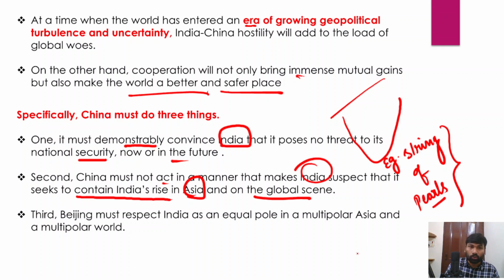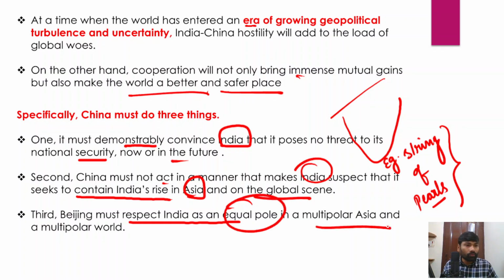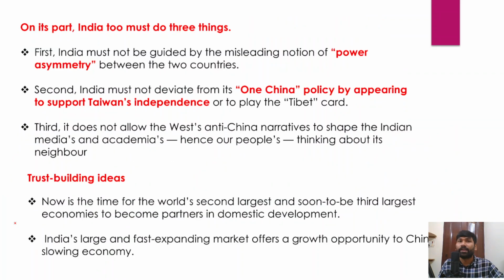The third thing China could do is that it must respect India as an equal pole in a multipolar Asia. China always wanted a unipolar Asia, in the sense that China is the sole superpower in Asia. So in Asia, there should be only Chinese dominance. But China should recognize India as an equal pole in the multipolar Asia and also in the multipolar world. These are three things that China must do if it wanted to earn the trust of India.